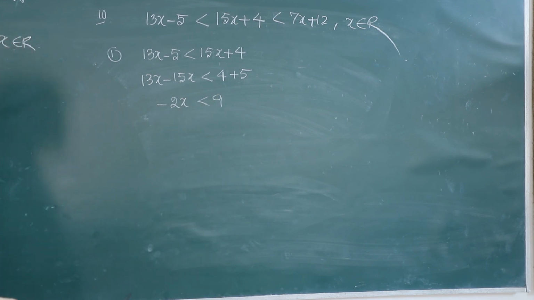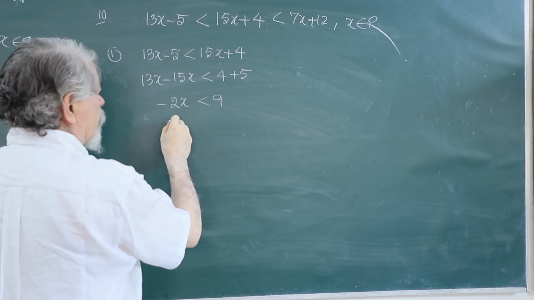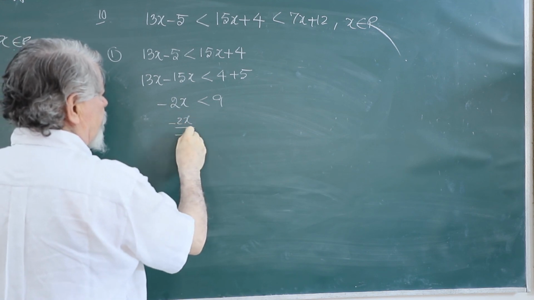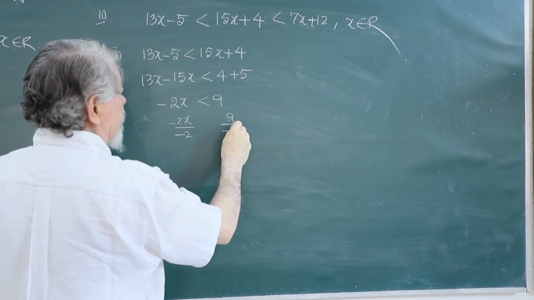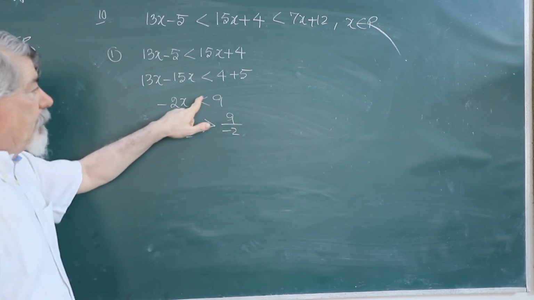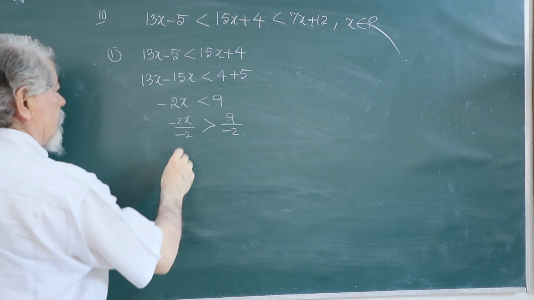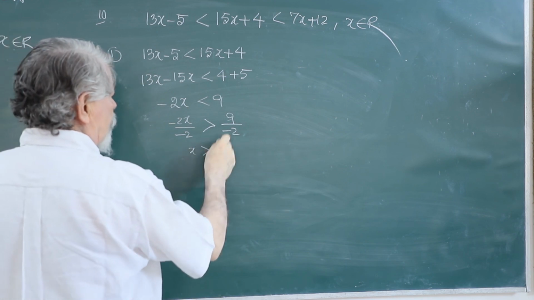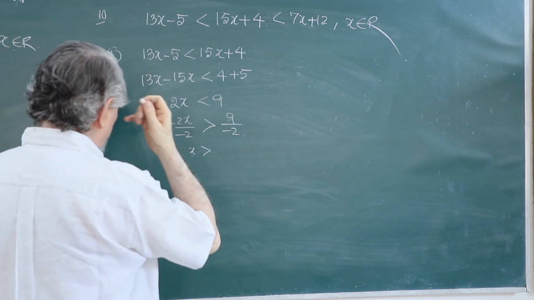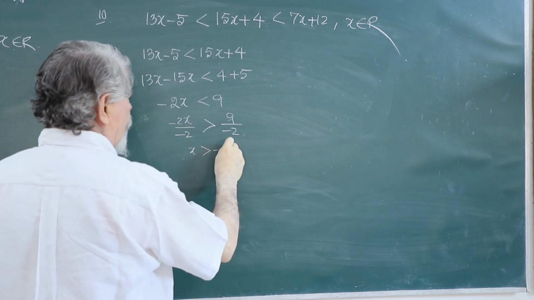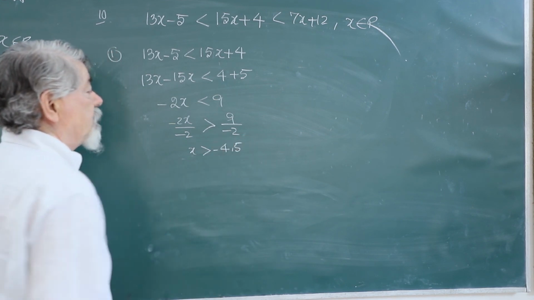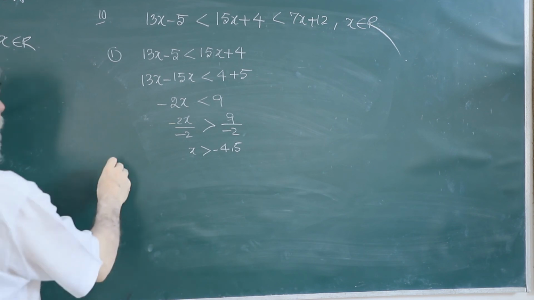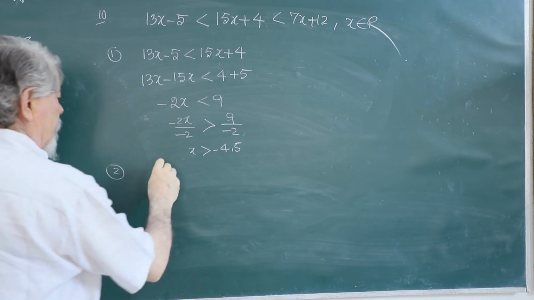We divide by negative 2. When I divide an inequation by a negative number, the sign of inequality reverses itself. So minus 2x upon minus 2, 9 upon minus 2, it will become like this. Less than will become greater than. So x will be greater than 9 upon 2, so minus 4.5. Minus 4.5.